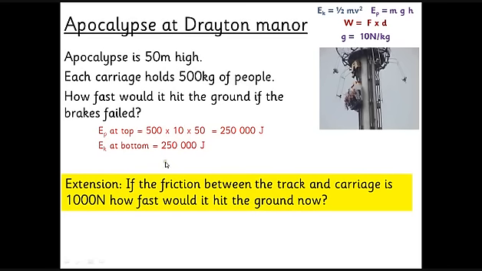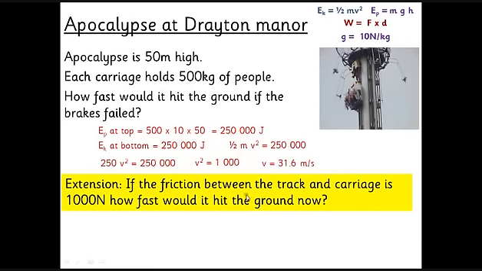This is a little bit trickier with the algebra. We've got a half mv squared there equals 250,000. Okay, half times the mass, which was 500, so half times the mass is 250. So 250 v squared equals 250,000. Divide by the 250, we get v squared equals 1,000. Do the square root of 1,000. We hit the bottom at 31.6 meters per second.